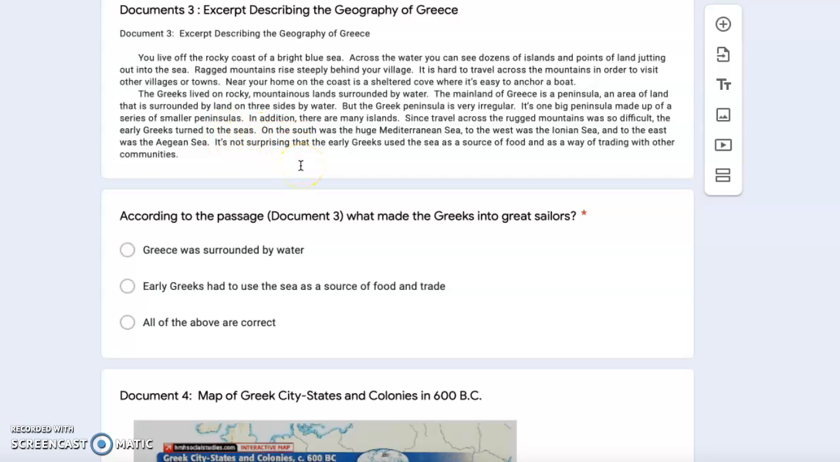On the south was the huge Mediterranean Sea. To the west was the Ionian Sea. And to the east was the Aegean Sea. It's not surprising that the early Greeks used the sea as a source of food and as a way of trading with other communities.